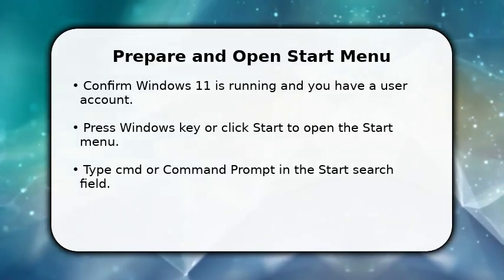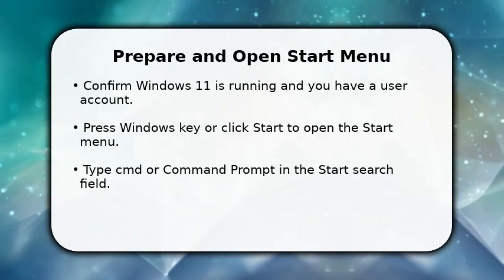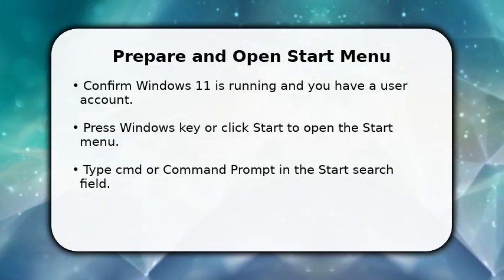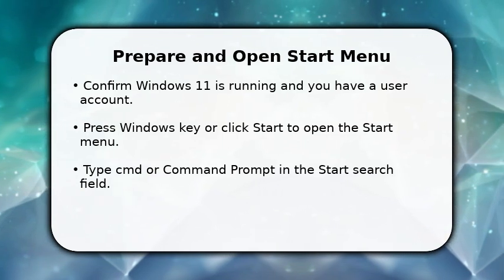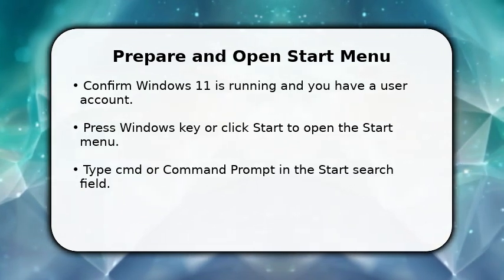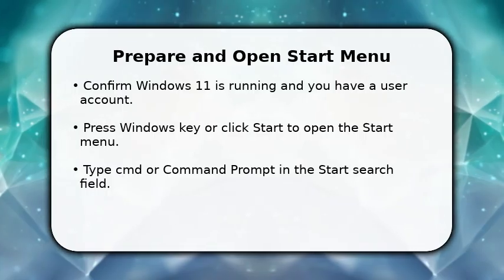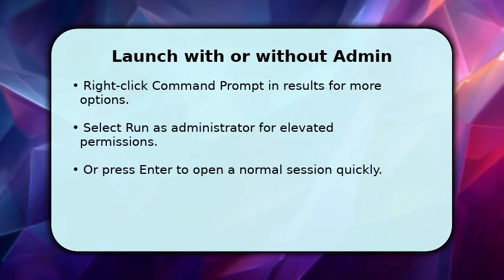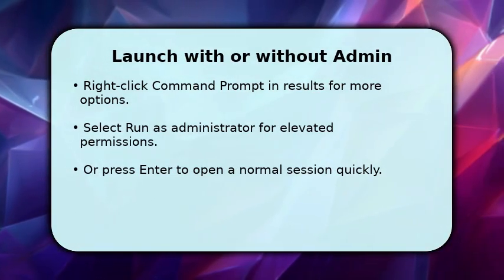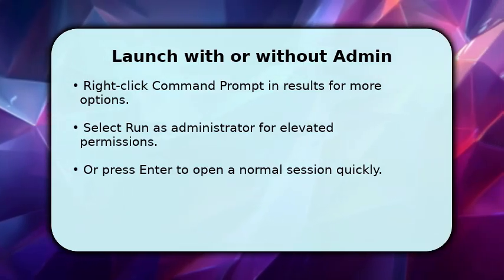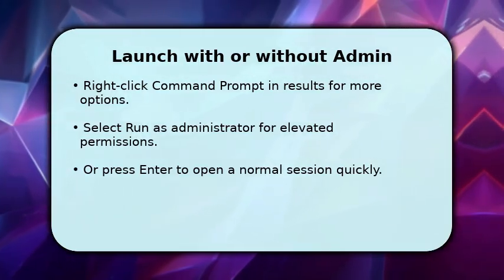If you prefer keyboard workflow, tap Windows, type CMD. Then pause to let results populate before moving on to select the app. Now decide whether you need elevated rights. If you plan system tasks, right-click the command prompt result and choose Run as administrator. This grants elevated privileges and prompts for consent.